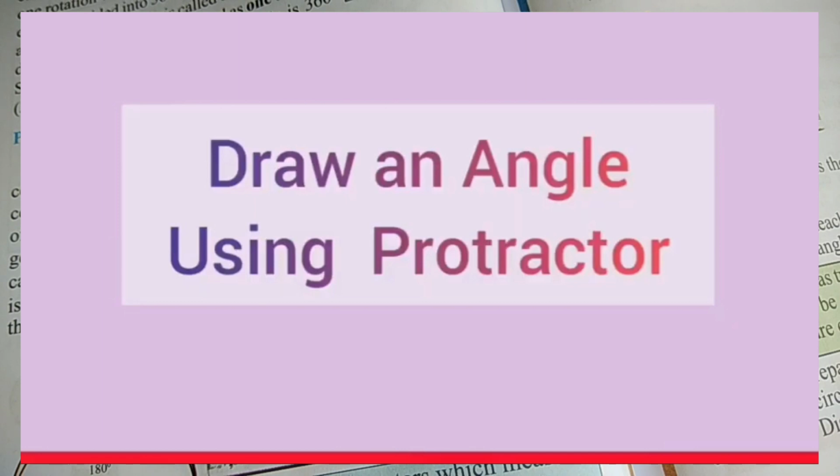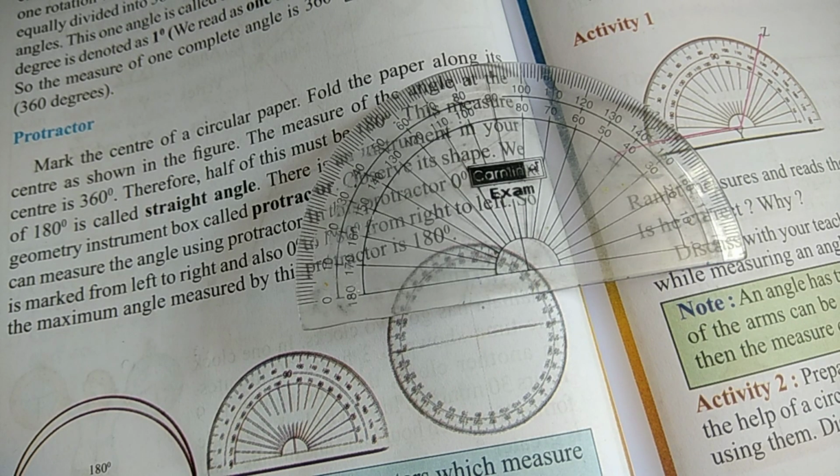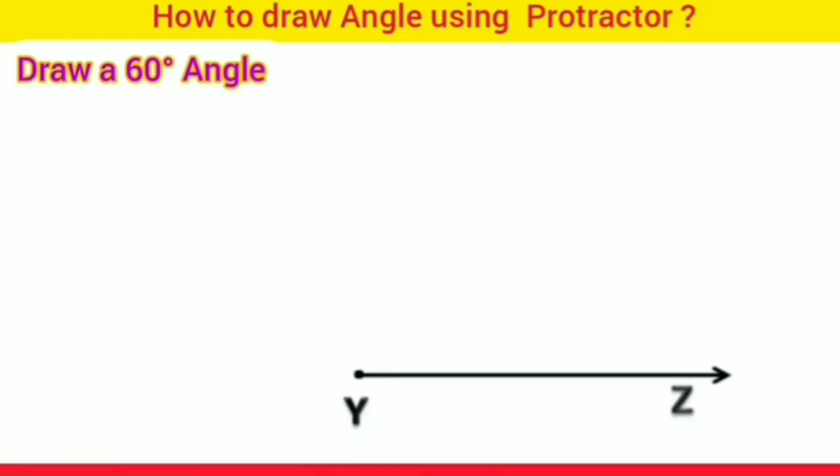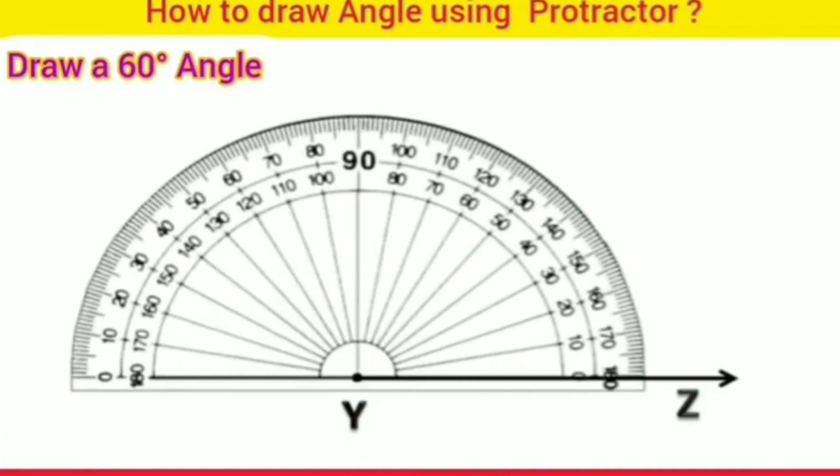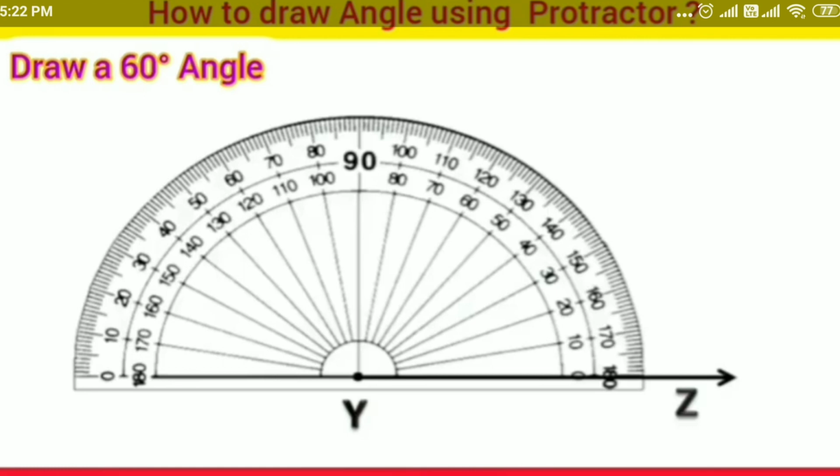Now let us start with an acute angle. All of you know acute angles means the angles measured less than 90 degrees. Let us start with 60 degrees. First draw a ray. Ray means what? Draw a line. We will call the line YZ. Take this protractor and keep the center point at Y, such that the zero line corresponds to YZ.